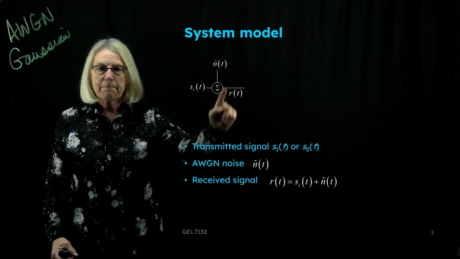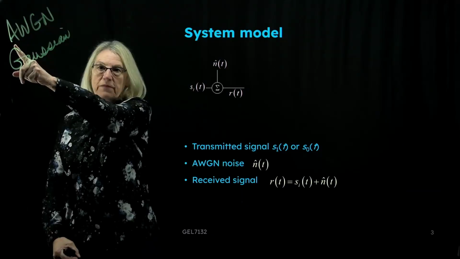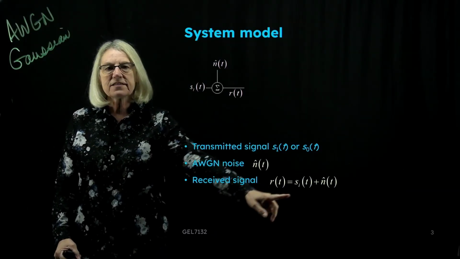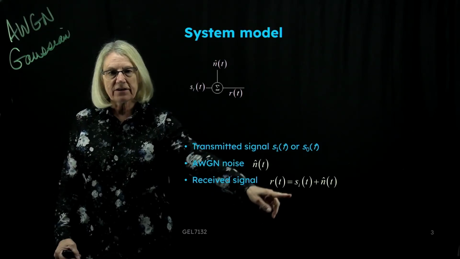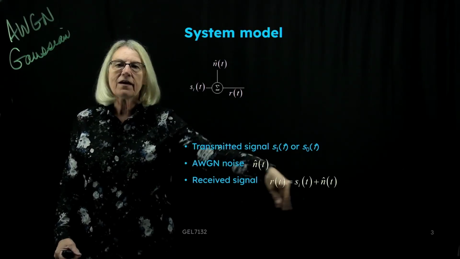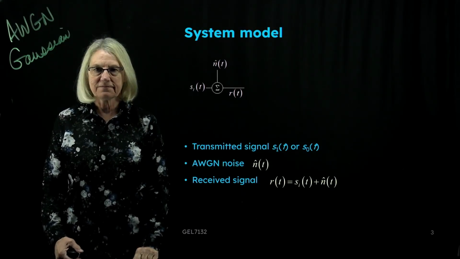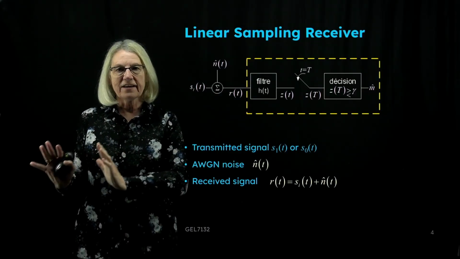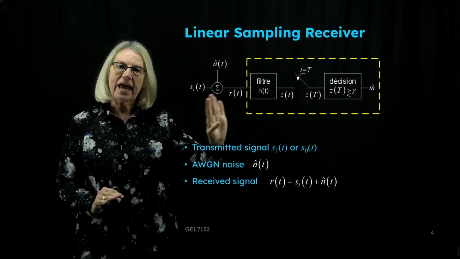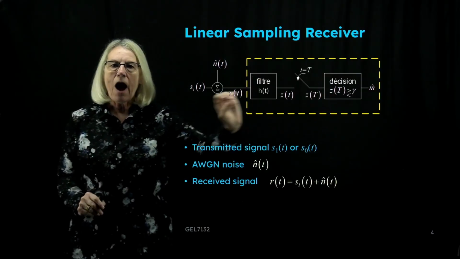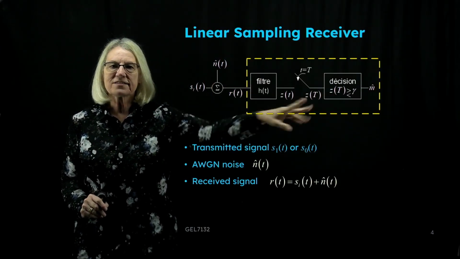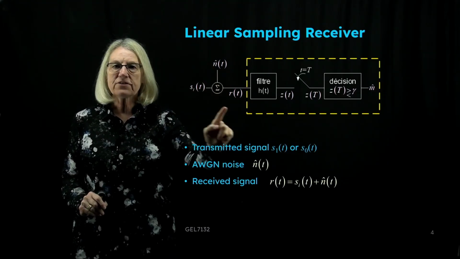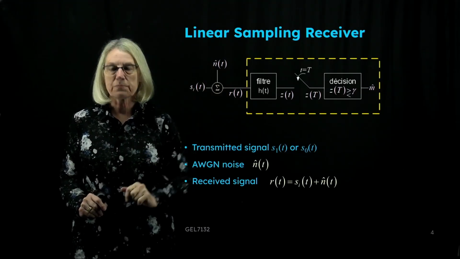Finally, we have a summation here, and the summation is from the additive white Gaussian noise, so that the received signal is the sum of whatever we transmitted, be it an S0 or an S1, plus the additive noise. So if we've seen the transmission side and some impairments, now we're looking at the receiver side. How are we going to address this received signal in the presence of this noise and try to figure out what was it that was transmitted?